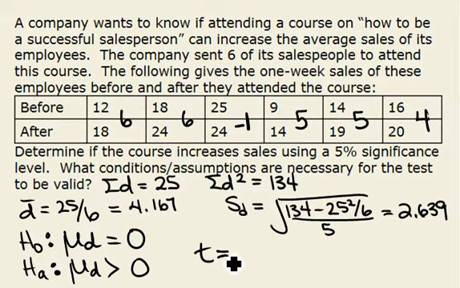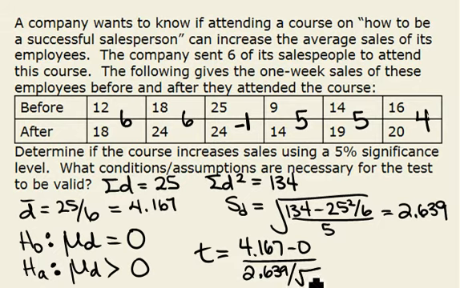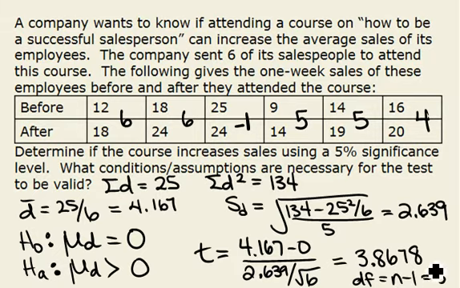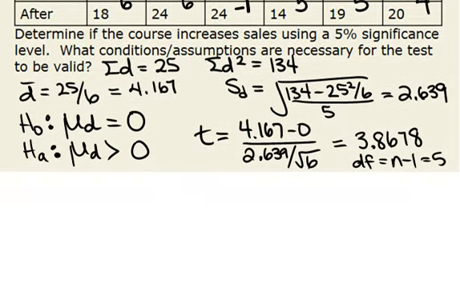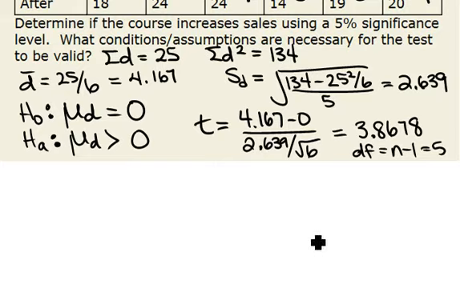Our test statistic will be our D bar minus what we're testing for, which is just 0, over our S of 2.639 divided by the square root of n, which here is 6. And so we get a test statistic here of 3.8678. And this is just like a one sample problem. So our degrees of freedom is n minus 1, and so we have 5. So we're going to go look in our t-table for 3.8678 in row 5.